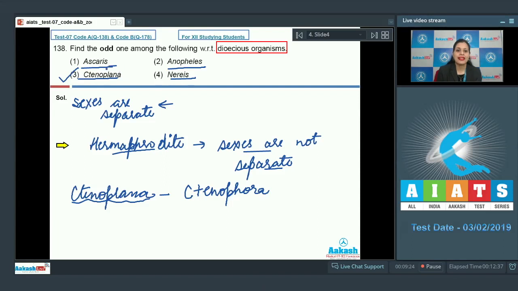Whereas the rest of the options like Ascaris, Anopheles and Nereis are the incorrect options because in these organisms sexes are separate. These are dioecious organisms. Ascaris belongs to the phylum Aschelminthes, Anopheles belongs to the phylum Arthropoda, and Nereis belongs to the phylum Annelida. And the correct answer to this question is option number 3. Let's proceed to the next question.